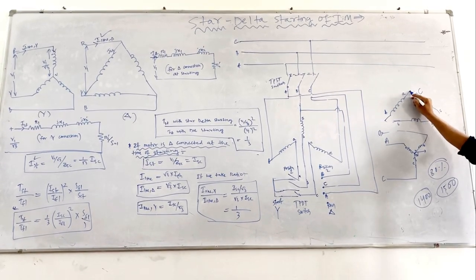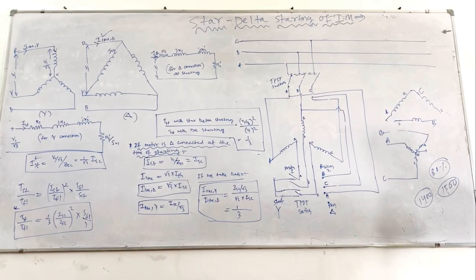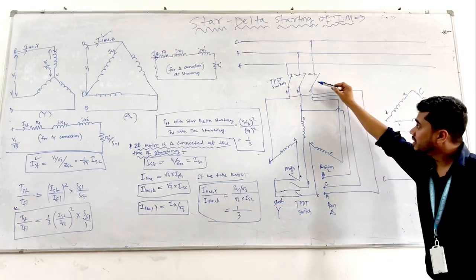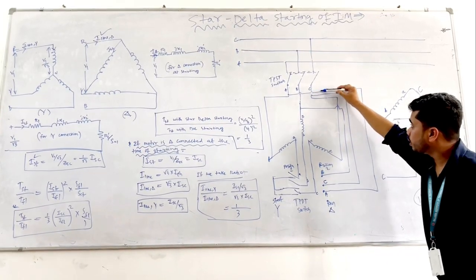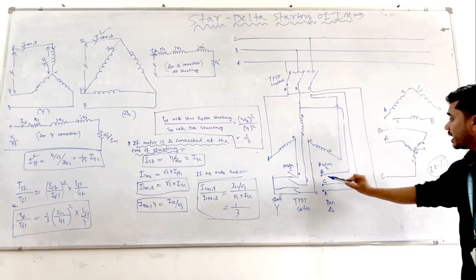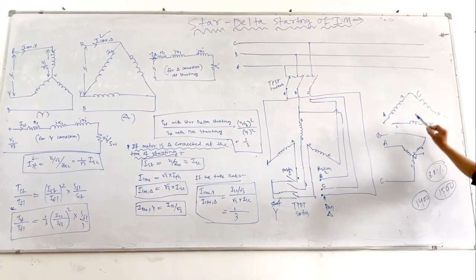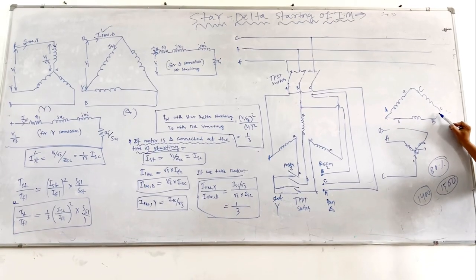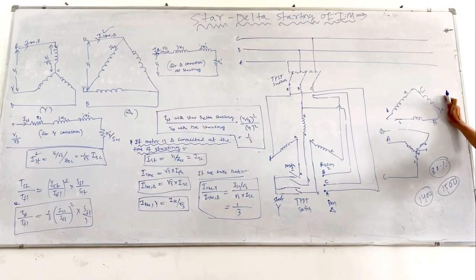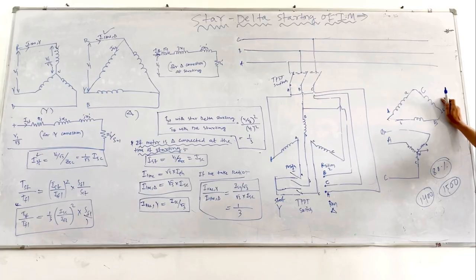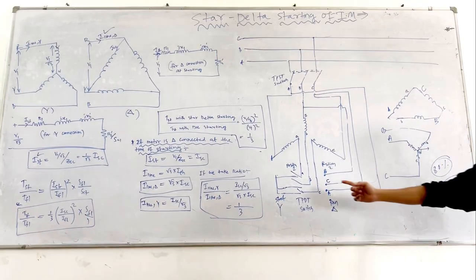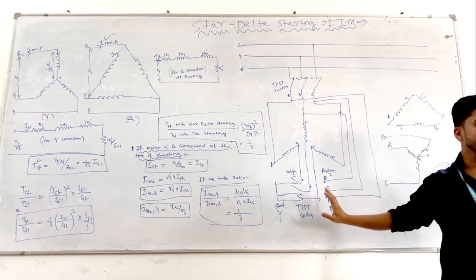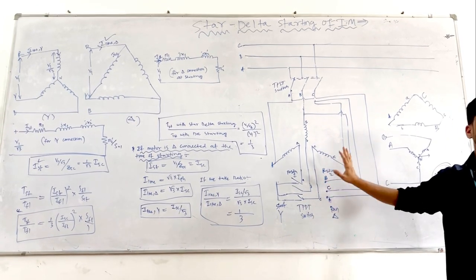You can connect small a to capital C in this way. You take the point capital C, so small a can be connected to capital C, small b can be connected to capital A, and capital B can be connected to small c. This way also you can make the connection. It is up to you. But I have selected small a to capital B, small b to capital C, small c to capital A. This also gives my delta connection.